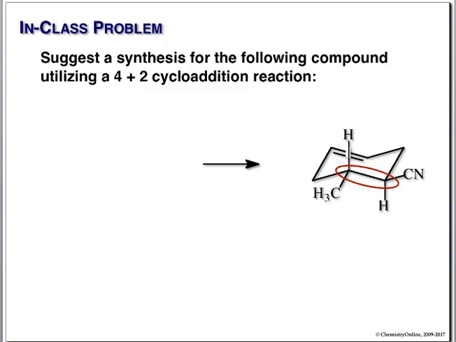Think back to chapter 4. Somebody told you you had to know this back in chapter 4. These are both equatorial. If you just look at them, this one's kind of pointing up, this one's kind of pointing down. They are trans stereochemistry. So our dienophile here is simply trans.